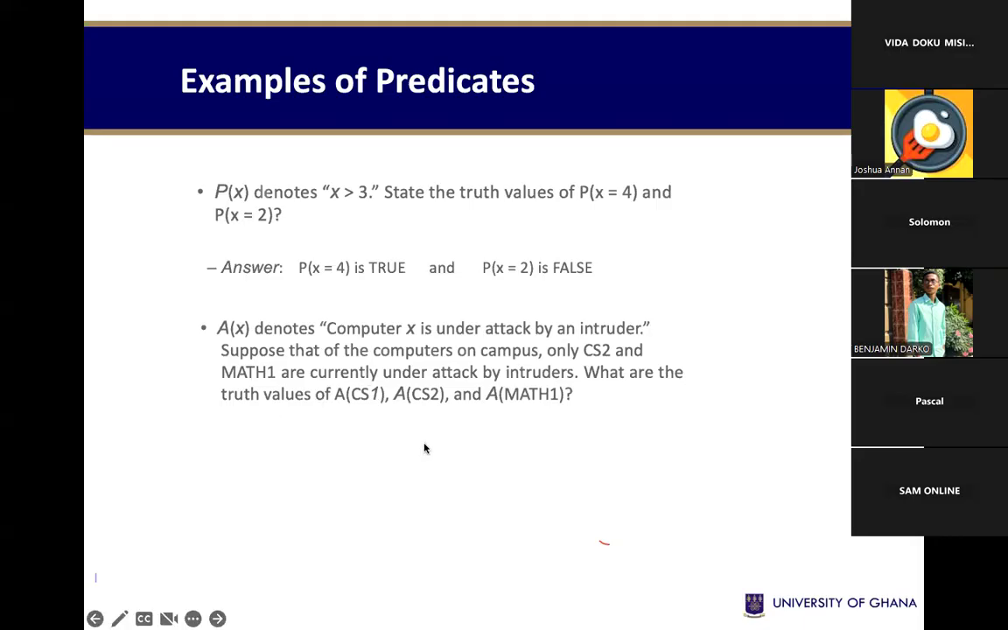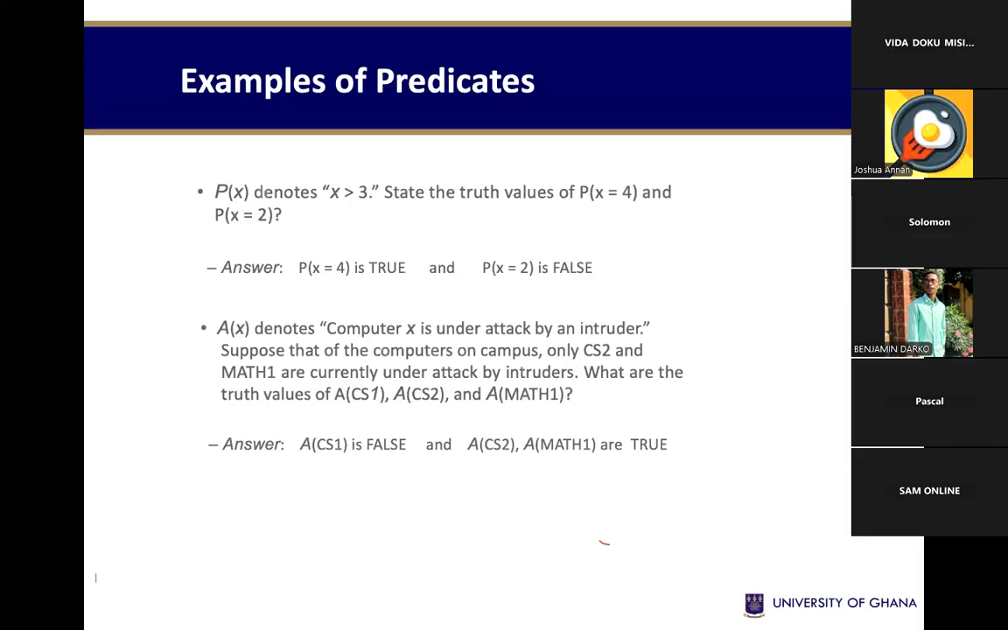Okay, so with that said, you should be able to know that since we are being told specifically that computer X is under attack by intruder, and we know that it's only CS2 and MATH1 that are currently under attack. If the question is, is A of CS1 under attack? That's a false statement because it's not part of the list under attack. Is A of CS2 under attack? Yes, that's a true statement. And lastly, is A of MATH1 under attack? Yes, that's also a true statement. So that's very interesting, and I'm sure each and every one of you had it right. All right, these are trivial stuff.